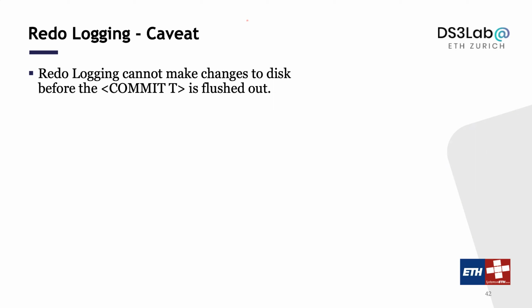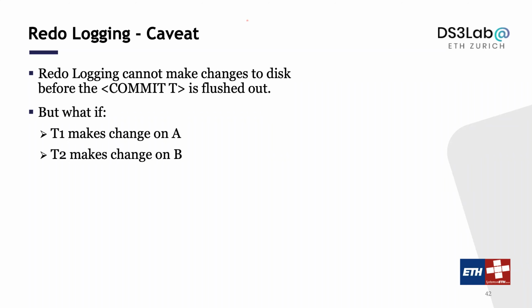If you look at redo logging, the basic assumption is that a transaction cannot make actual changes to my hard drive before you flush out the commit record in the log. You need to flush out the log, and then I start to do my actual changes. But what if you have two transactions? One makes a change on object A, another makes a change on object B, and unfortunately both are on the same page. Whenever I flush something out, I'm always going to flush out a single page.